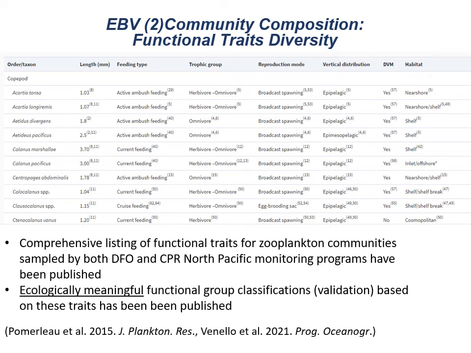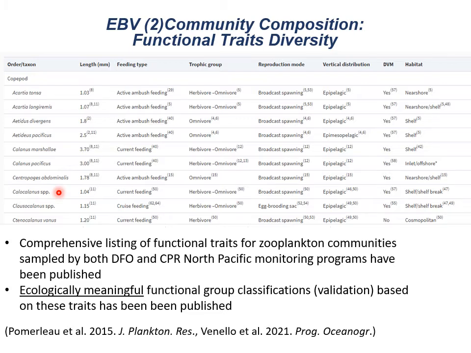I'm highlighting this area of the EBV class because several of my colleagues and I have been working on this topic for this region. So the first application of the functional trait approach for marine zooplankton time series was published by Pomerleau et al. in 2015. And this is a snippet of a table that represents our matrix of species and functional traits for the zooplankton community sampled in coastal Canadian waters.